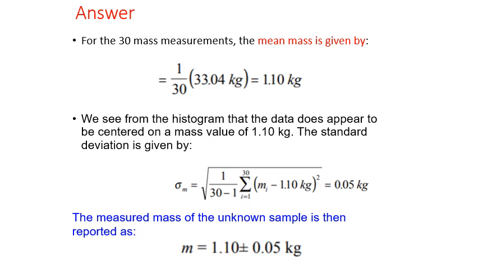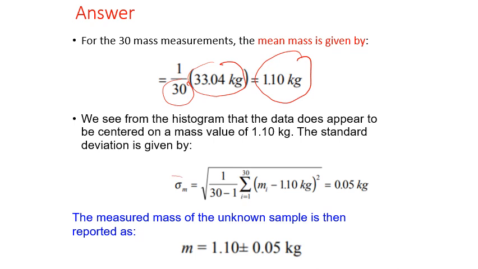So in the answer of the question, we have 30 different measurements for the mass, and we need to calculate the true value with the uncertainty. Of course, when we talk about the true value here, it means the average. So the average is equal to the total of the whole data divided by the number of data, which gives 1.1 kilogram. So that's considered as the true value. The average is the true value.